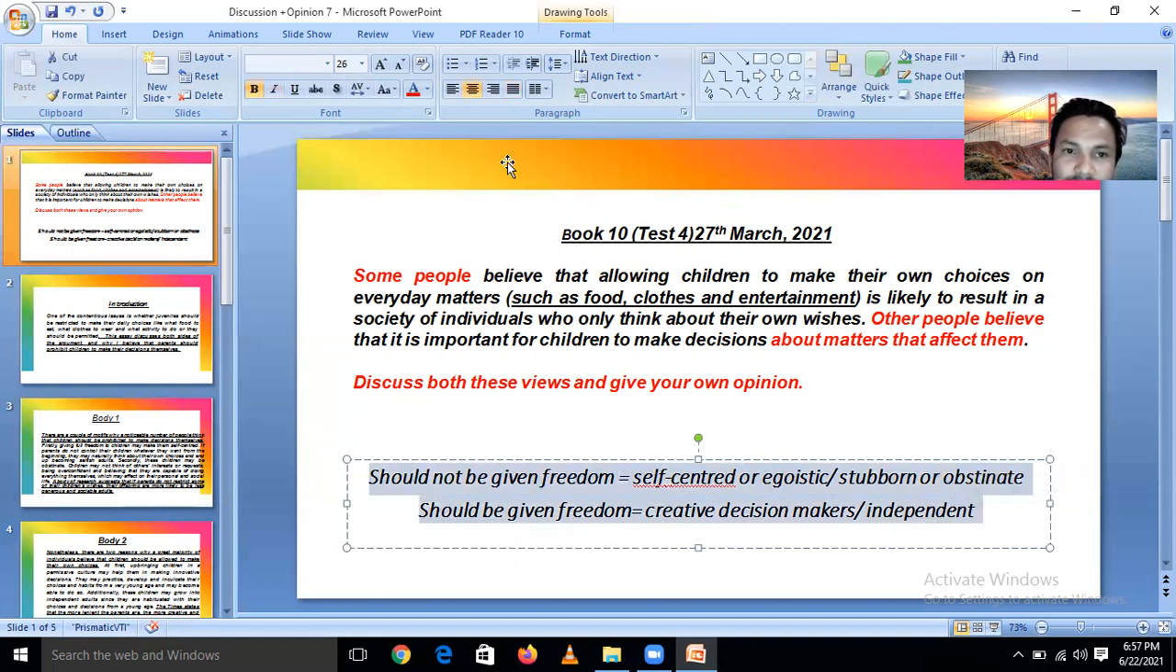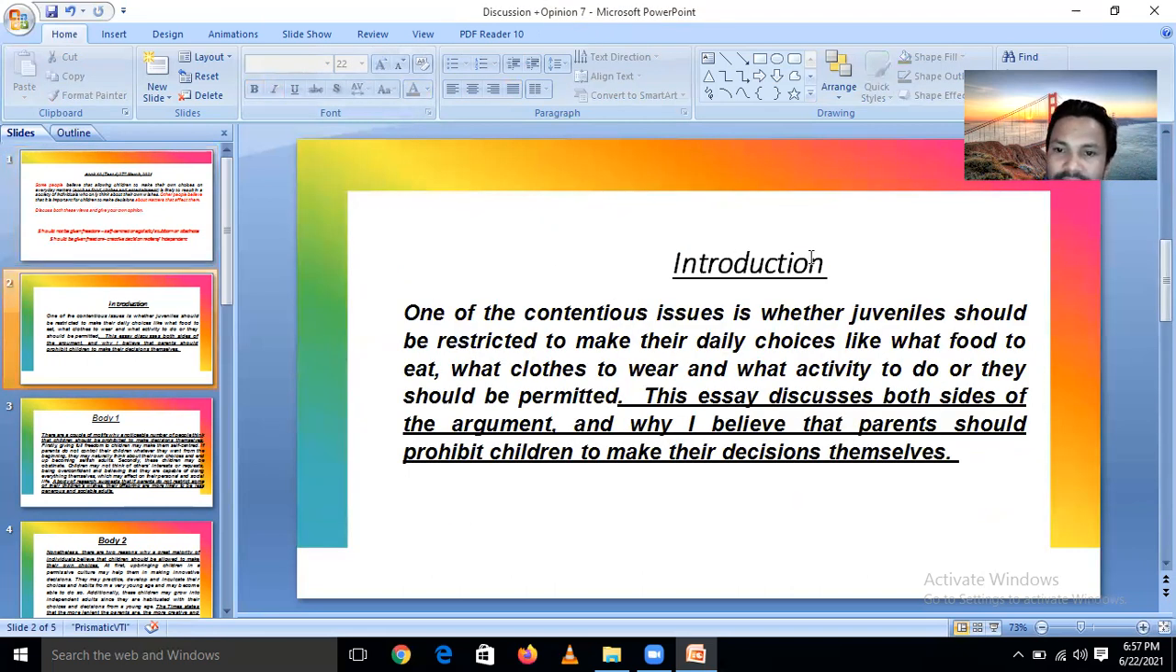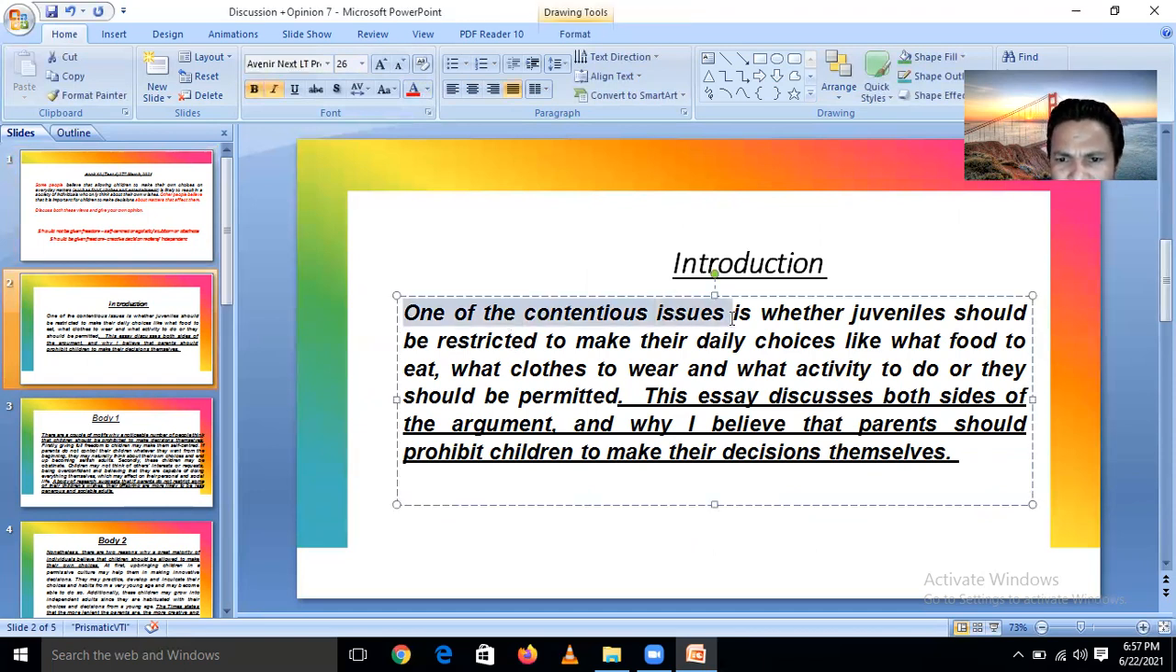And after this step, you need to paraphrase the question. One of the contentious issues is whether juveniles, meaning young children, should be restricted in making their daily choices, like what food to eat, what clothes to wear, and what activity to do, or they should be permitted. They should be restricted or they should be permitted. These are the main sides of the argument.